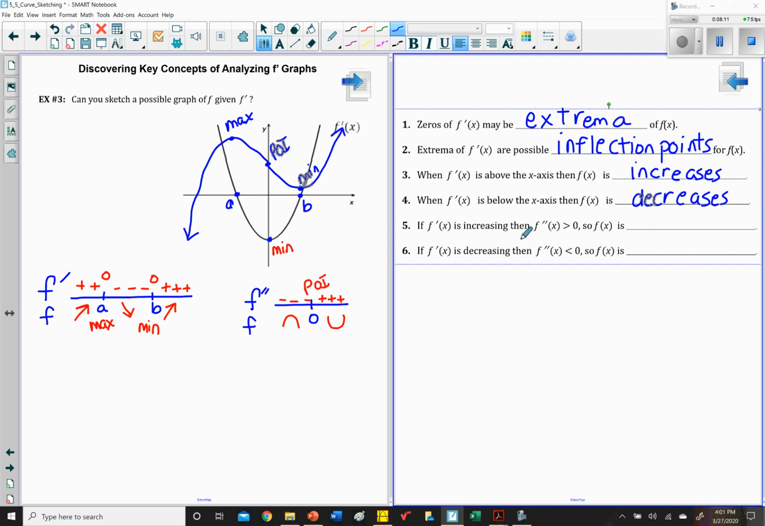When the second derivative is positive, the first derivative is increasing, and the function graph would be concave up, and the opposite would be concave down. If the first derivative is decreasing, like this, then the second derivative is negative, so the function is concave down.